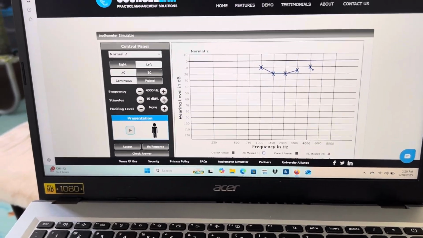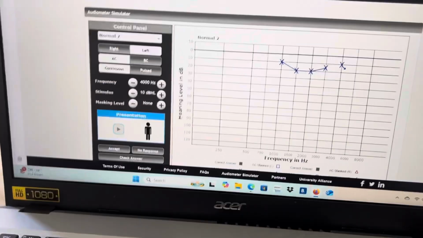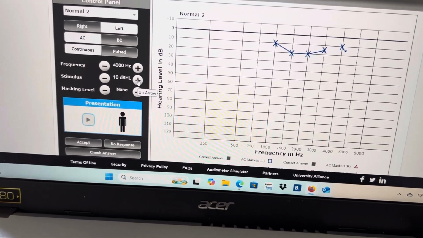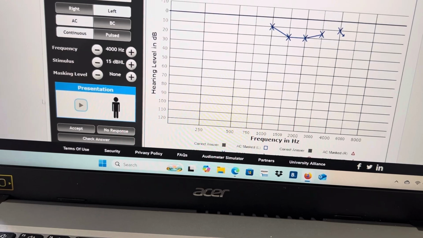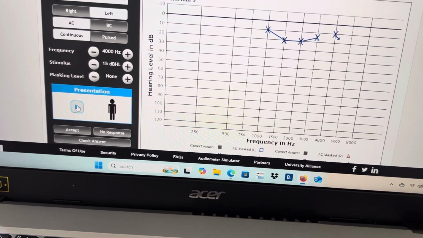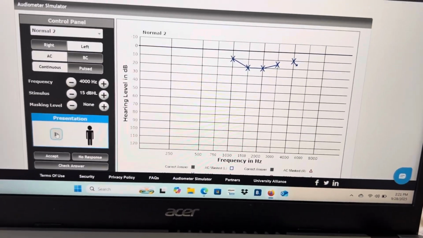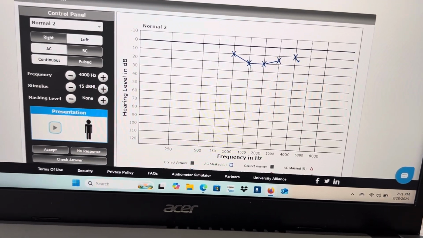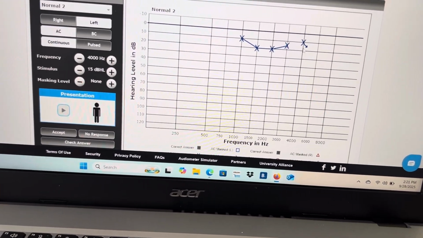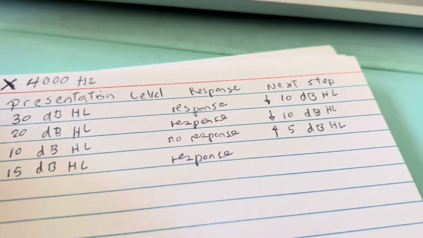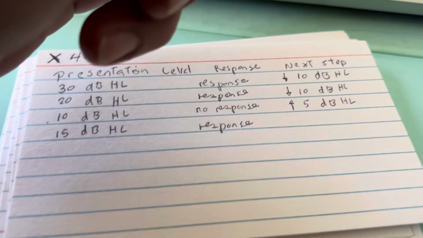So we're gonna go ahead and do that one. So we're gonna go to 15 decibels, up to 15 decibels, and we're gonna try it right here. Let's see. There was a response. So over here at 15 decibels, there was a response. So what we do when there is a response, we must go down 10 decibels.